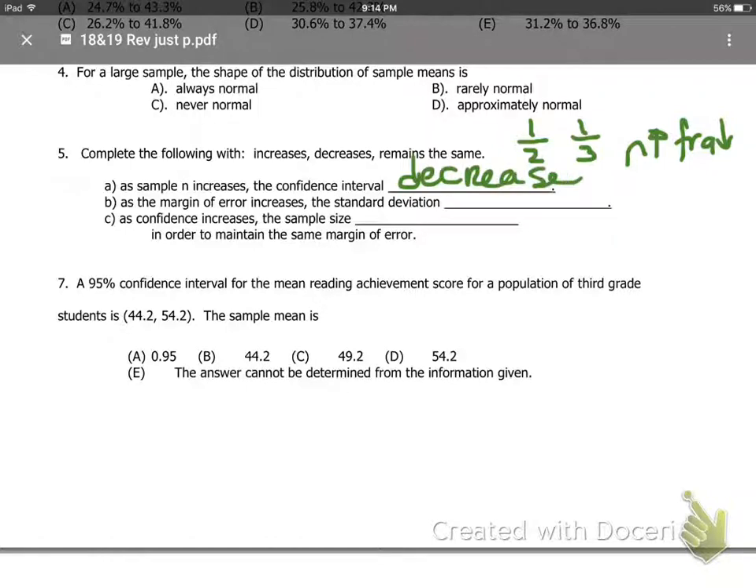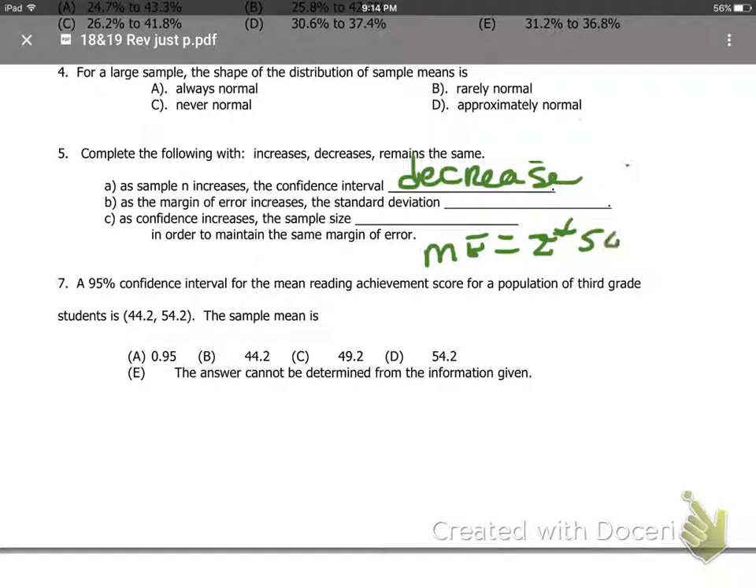Okay, now let's talk about margin of error. The margin of error increases the standard deviation, and I should write standard error there. So what do we know? We know that the margin of error is equal to the critical value times the standard error. So if the margin of error is increasing, this critical value stays the same, so that means my standard error will also increase.